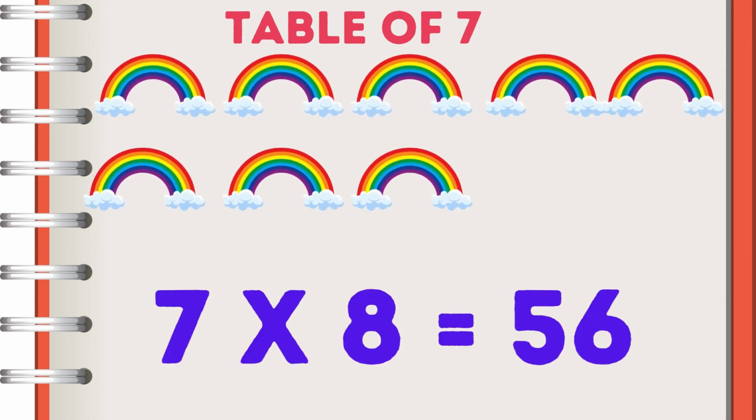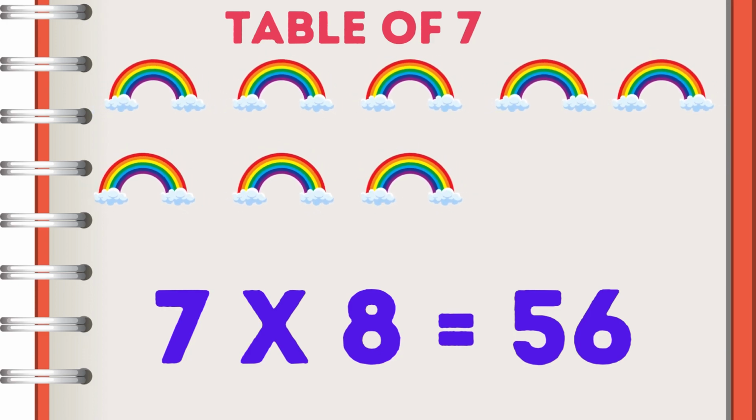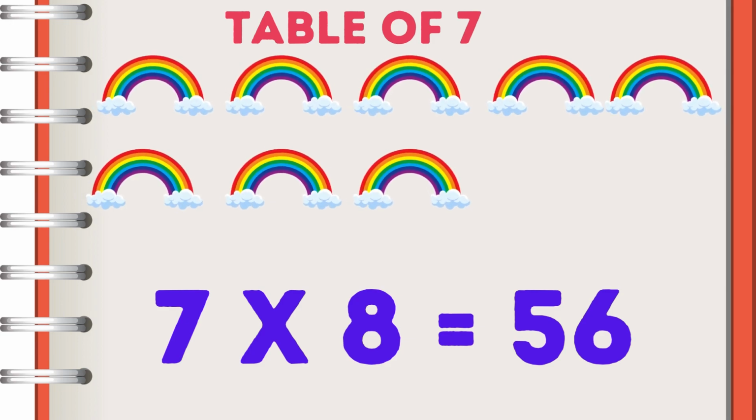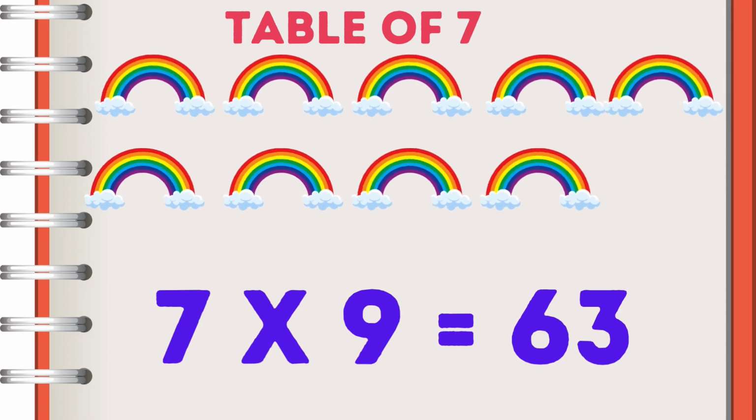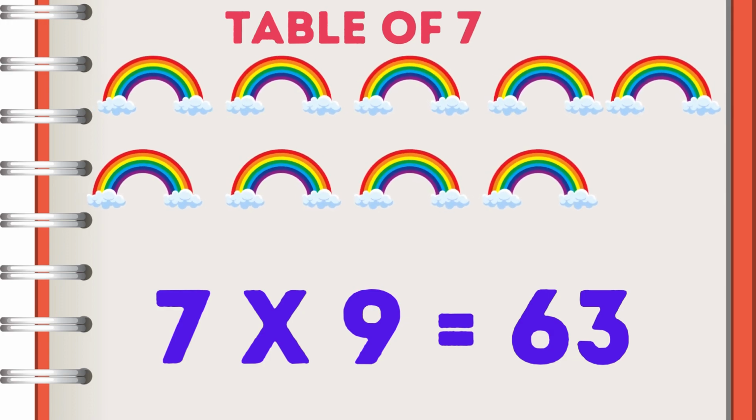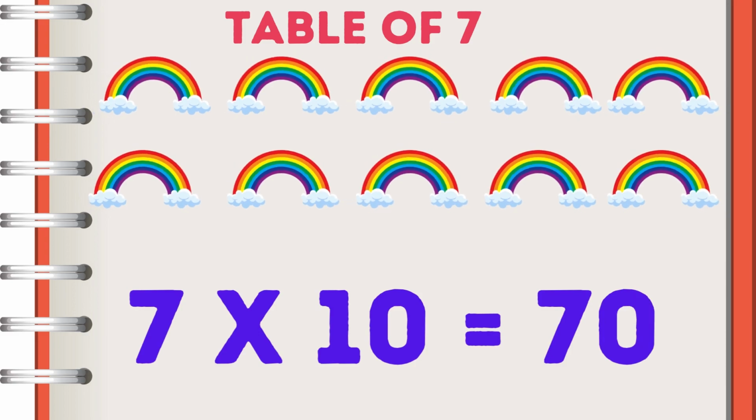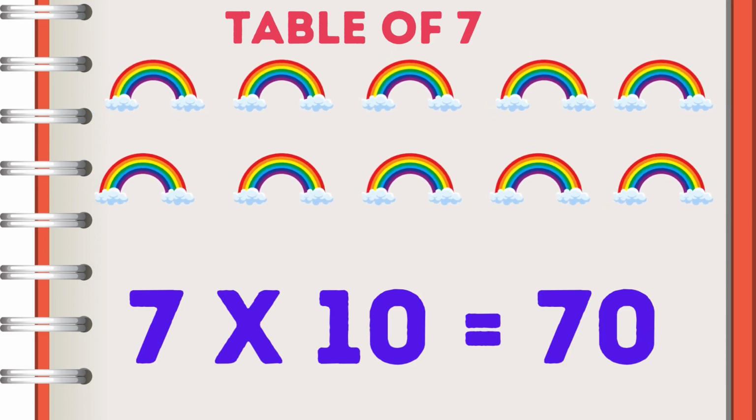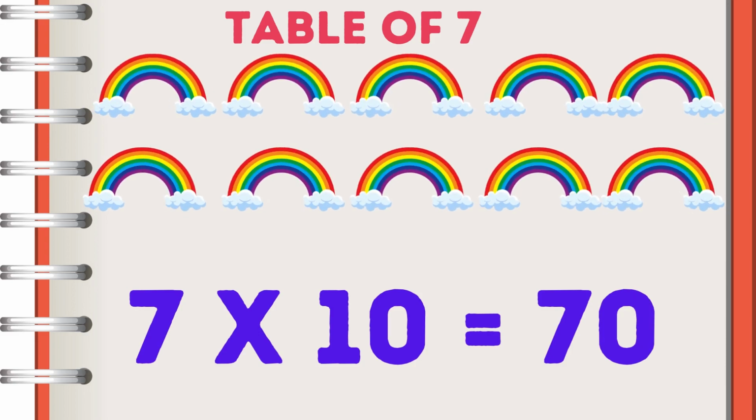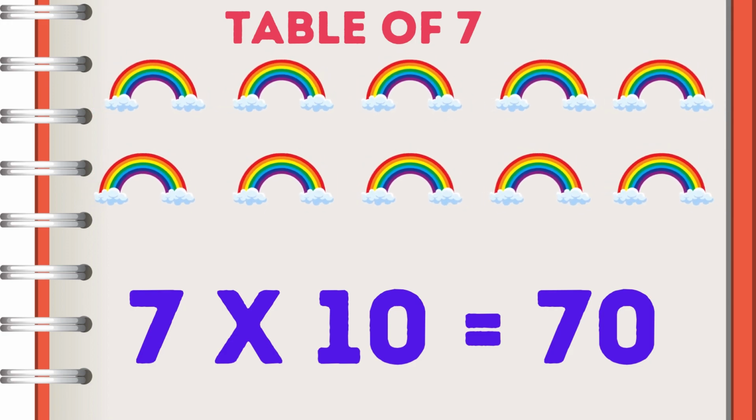7, 14, 21, 28, 35, 42, 49, 56. 7 times 8 is 56. 7, 14, 21, 28, 35, 42, 49, 56, 63. 7 times 9 is 63. 7, 14, 21, 28, 35, 42, 49, 56, 63, 70. 7 times 10 is 70.